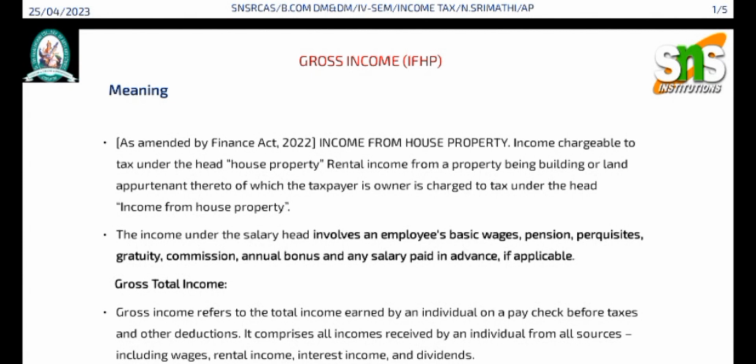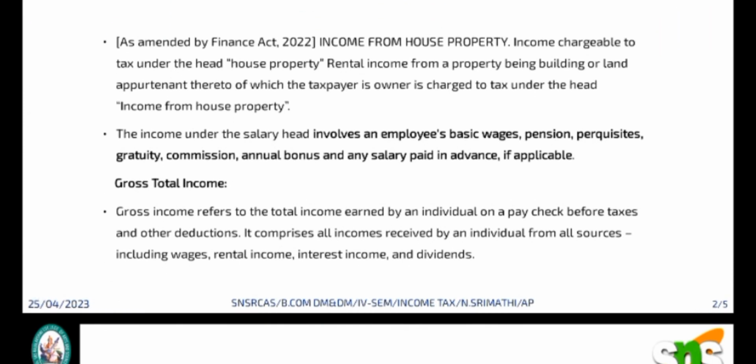As amended by the Finance Act 2022, income from house property, that is, rental income from a property being building or land appurtenant thereto of which the taxpayer is the owner, is charged to tax under the head income from house property. The income under the salary head involves the employee's basic wages, pensions, perquisites, gratuities, commissions, annual bonuses, and any salary paid in advance.